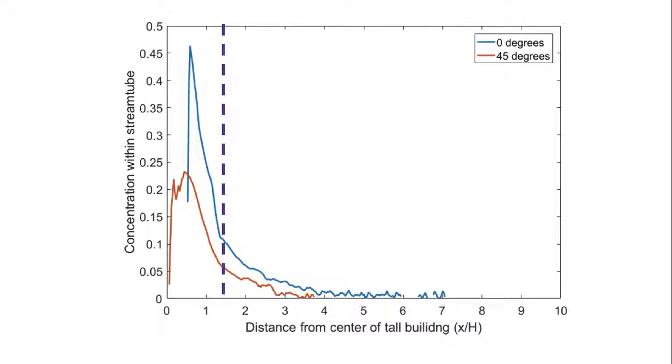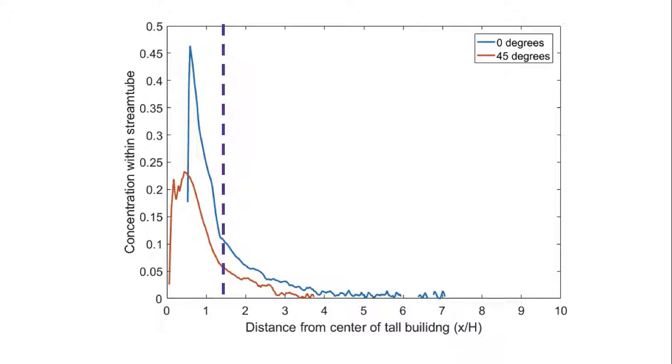With these stream tubes, we computed how much of the concentration is contained within the stream tube. If the turbulent dispersion was to be low, then most of the concentration should be contained within the stream tube. So this is a graph that we had, and the graph shows that there's a lot more concentration contained within the stream tube in the 0 degree case than in the 45 degree case.